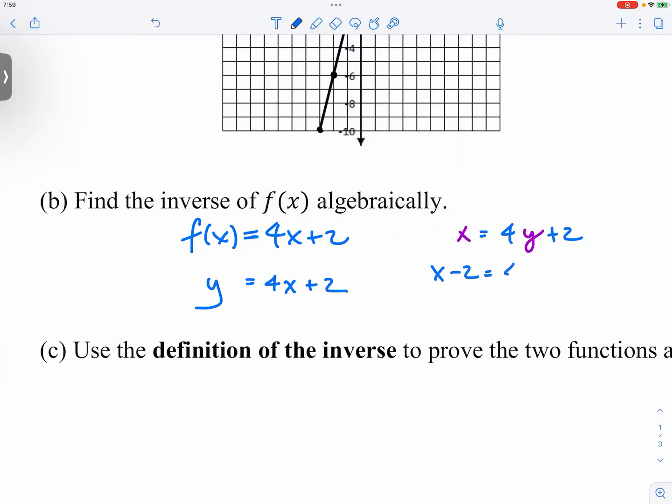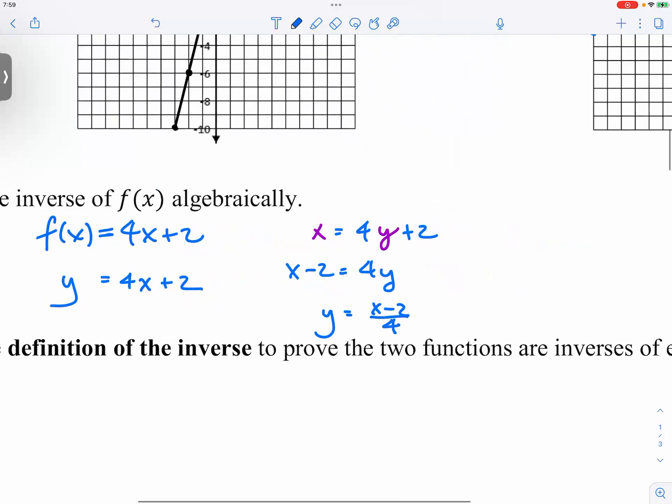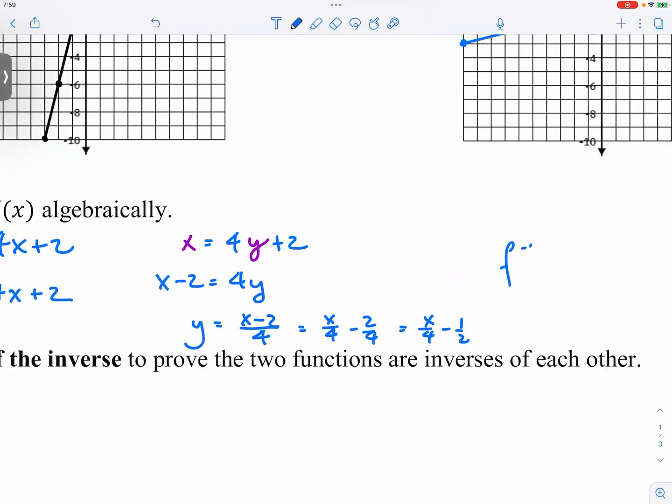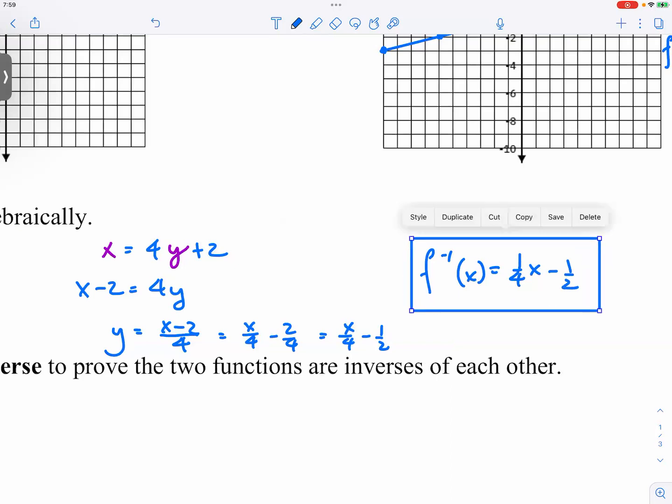So you first subtract 2, and then your new y is going to be x minus 2 over 4, which is like x over 4 minus 2 over 4. That would be x over 4 minus 1/2. That's exactly what we had earlier from the graph. Okay, so you can say x over 4, or you can say 1/4 times x minus 1/2. That is your inverse.